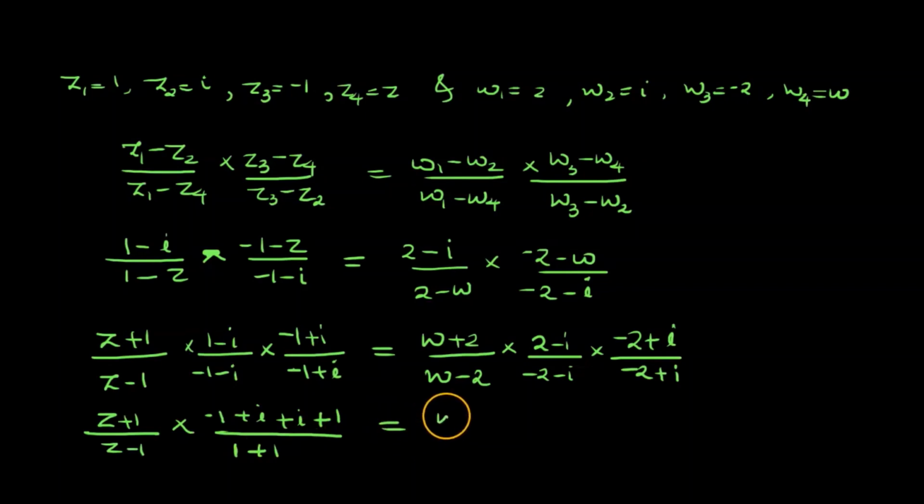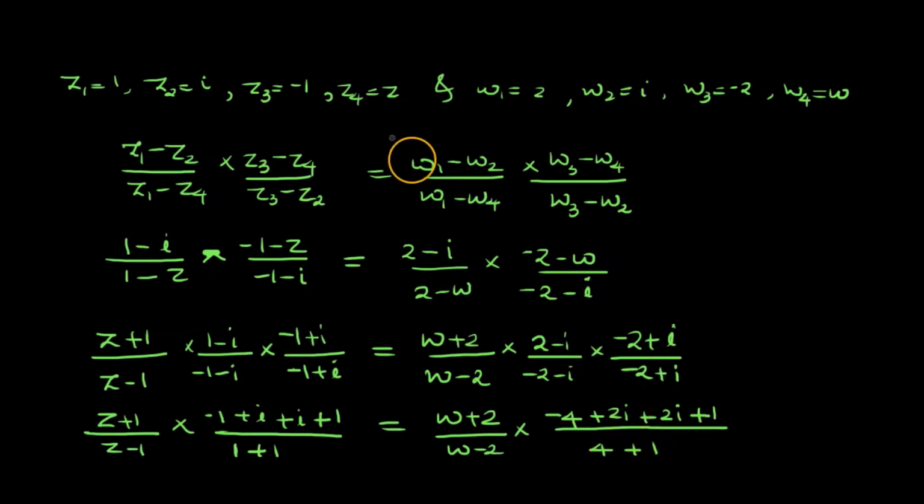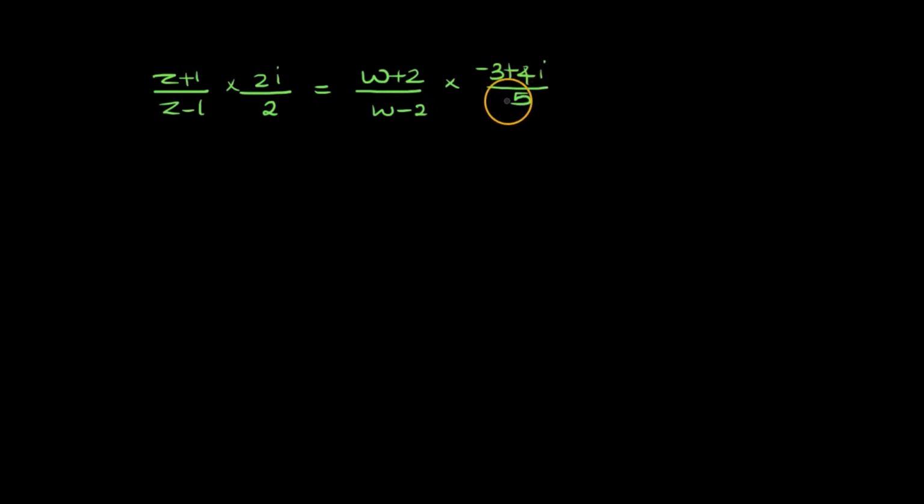So plus 1 equal to (w plus 2) divided by (w minus 2) into (2 minus 2 minus 4 plus 2i plus 2i minus i square, minus 1 plus 1) divided by A square, 4, minus B square, minus 1, so plus 1. Minus 1 plus 1 cancelled, so i plus i, 2i, divided by 2 and minus 4 plus 1, minus 3 plus 4i, divided by 5. So we get (z plus 1) divided by (z minus 1) into 2i by 2 equal to (w plus 2) divided by (w minus 2) into (minus 3 plus 4i) divided by 5.